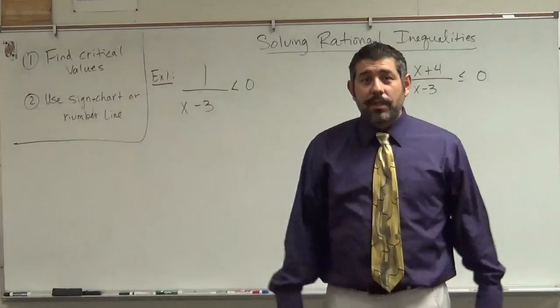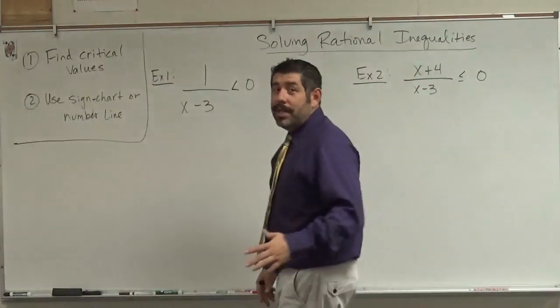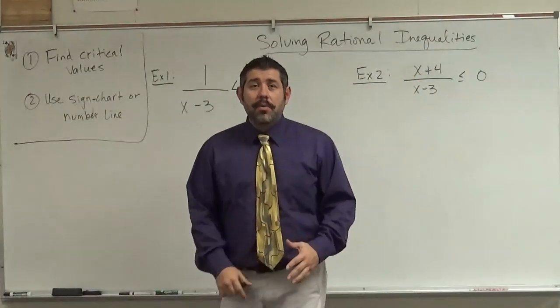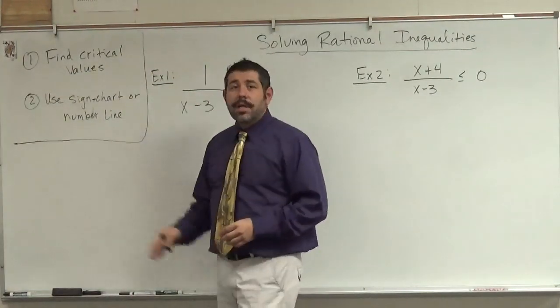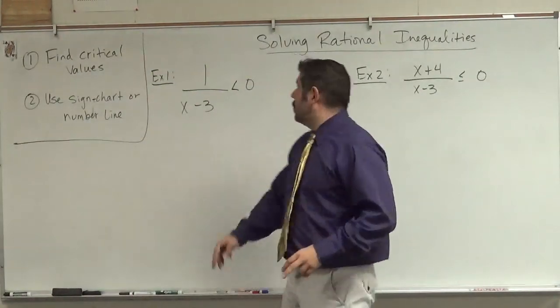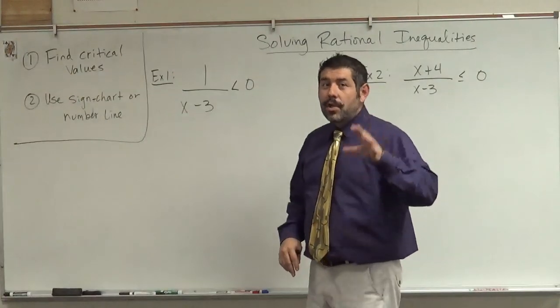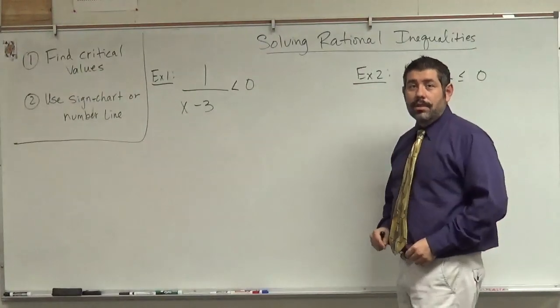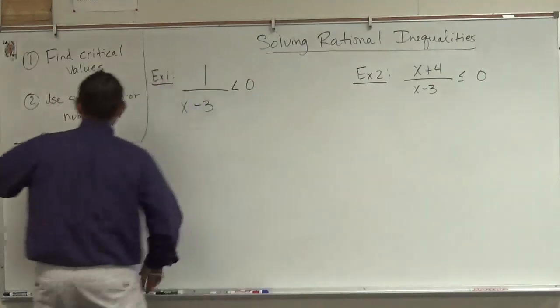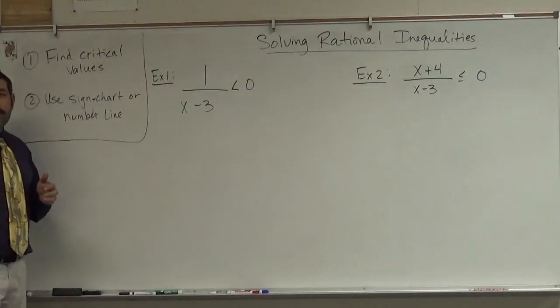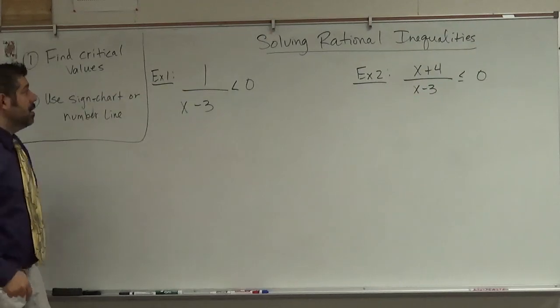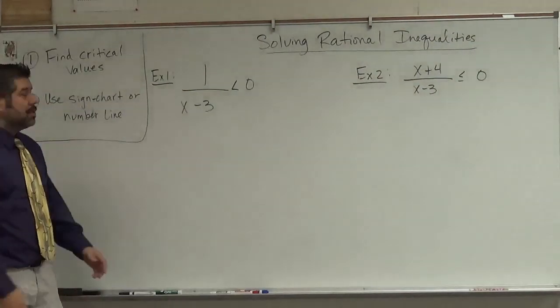Solving rational inequalities. I've already gone over solving polynomial inequalities, and we're going to use the same technique, which is to use a sign chart or a number line to graph, but to solve rational inequalities. The steps are: find the critical values, and then use a sign chart or a number line to determine the intervals in which it works.